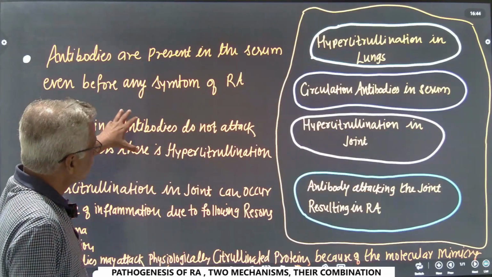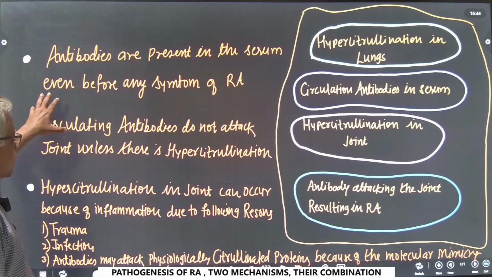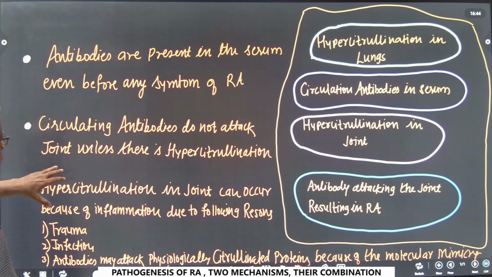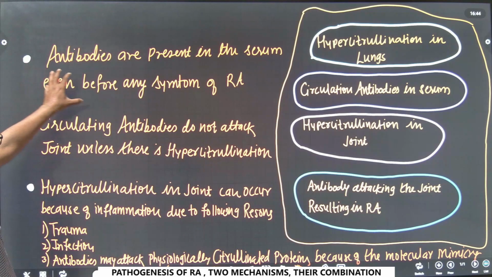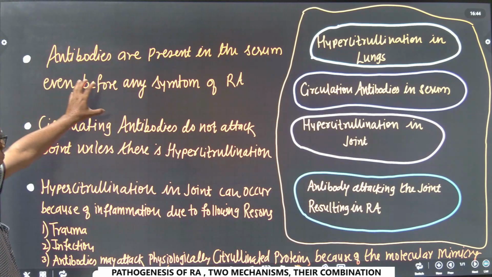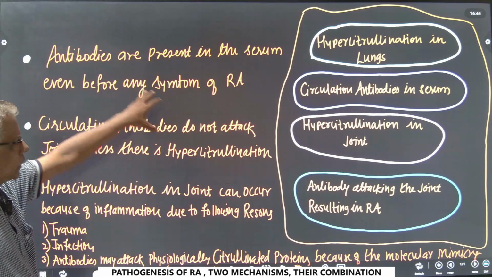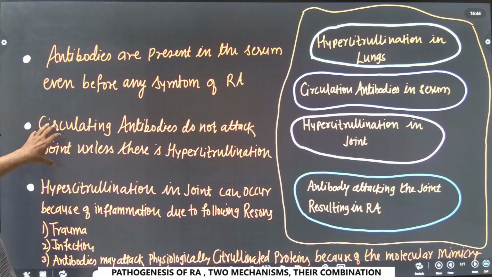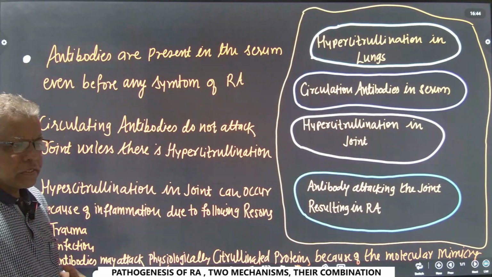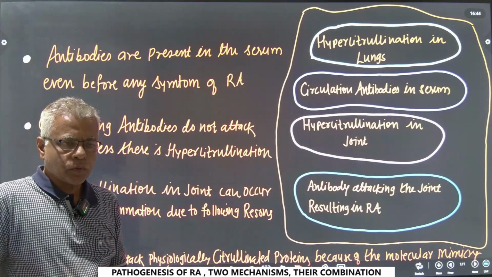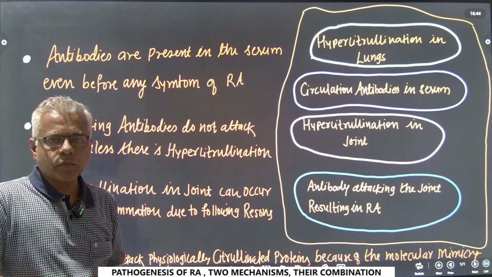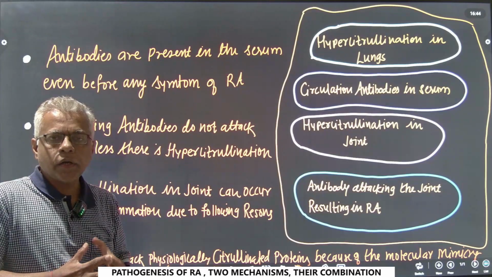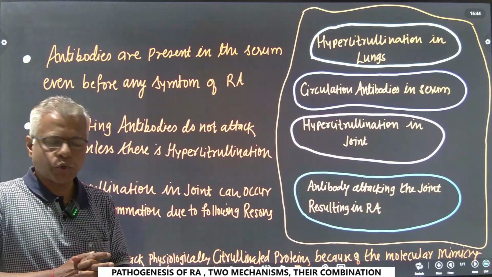Now see here, we have combined the first and the second mechanism. So antibodies are present in the serum even before any symptoms of RA. Until that, in both these mechanisms, the same story is there. Circulating antibodies do not attack the joint unless there is hypercitrullation. So for these circulating antibodies to attack the joint, there should be hypercitrullation in the joint.